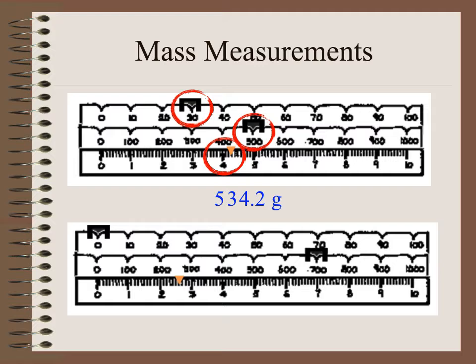Let's take a look at the second example. Once again, we start with our hundreds place. So we're at 700. We put down a 7. Our tens place is a 0. Our ones place is going to be a 2, and it looks like it might be around 2.6. So we have 702.6 grams.